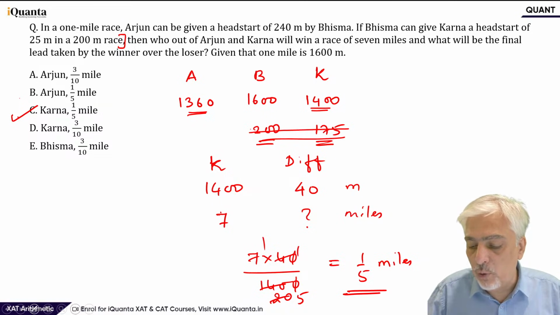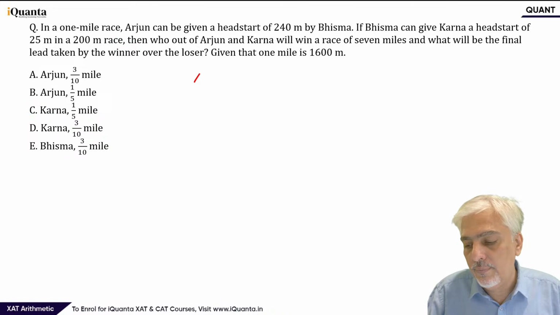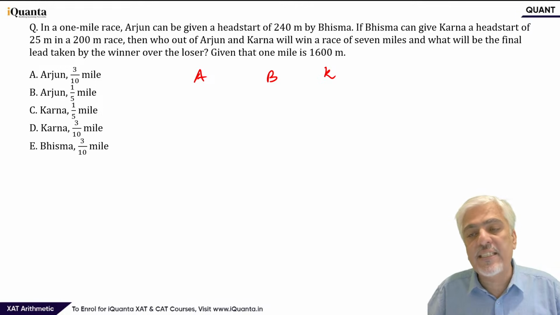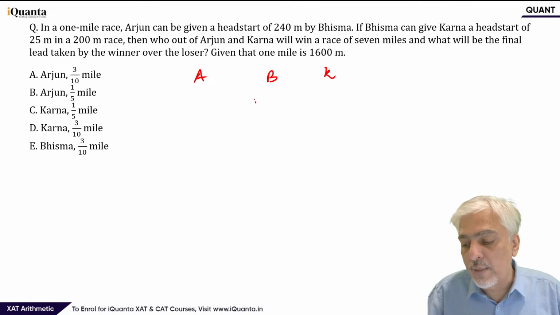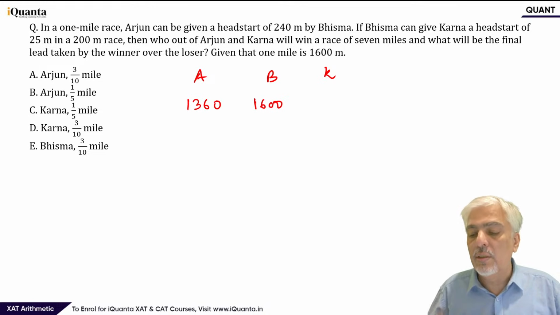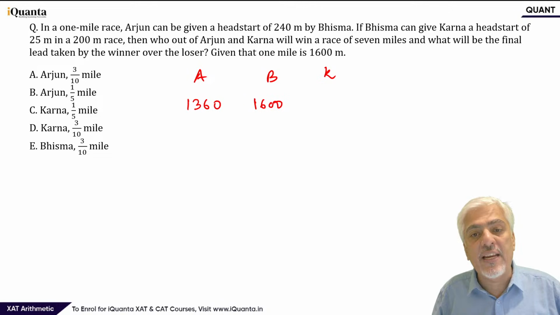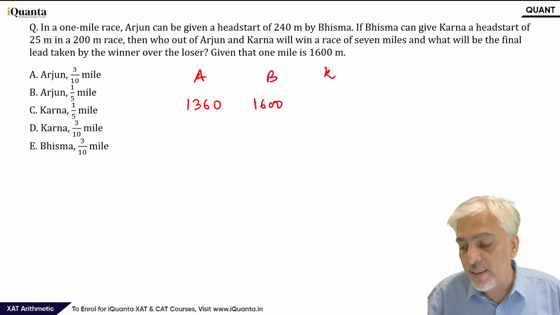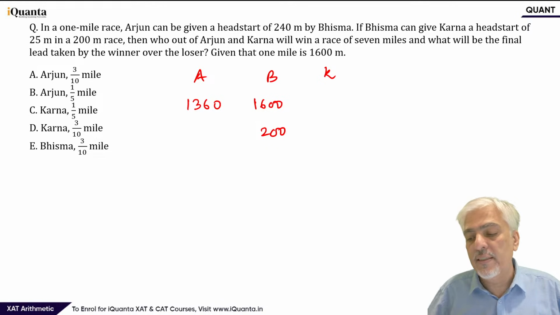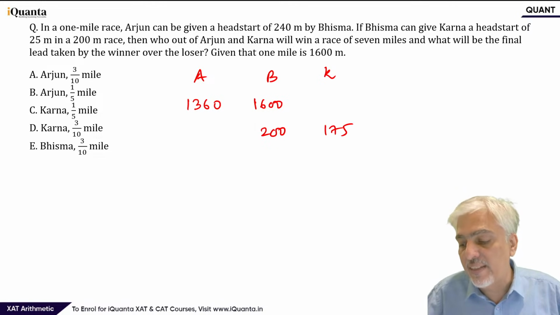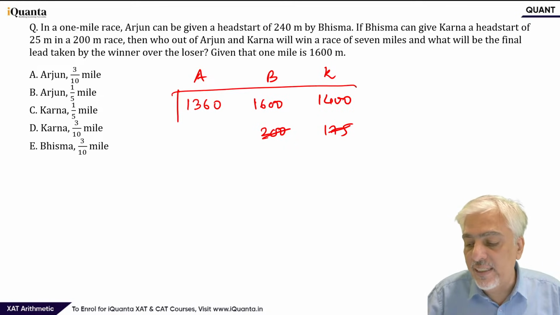Let's go through the whole thing one more time. Arjun can be given a head start of 240 by Bhishma. So when Bhishma runs 1600, Arjun runs 1360. In a 200-meter race, he can give him a start of 25. So if Bhishma is running 200, Karna will run 175. Multiplied by 8 to make it equal, so this will become 1400.